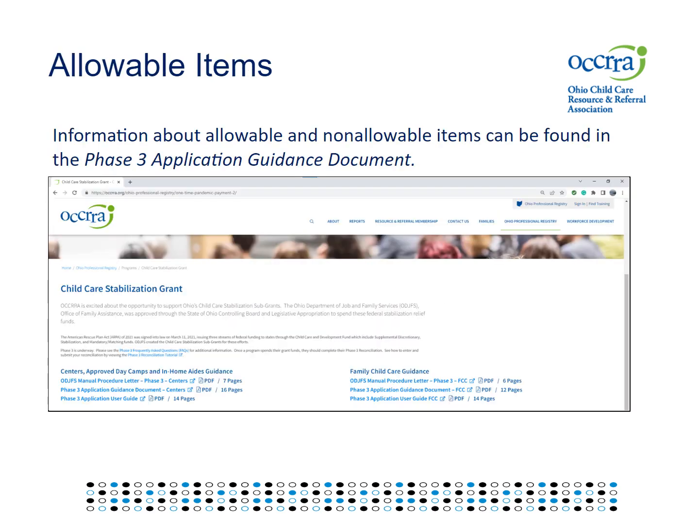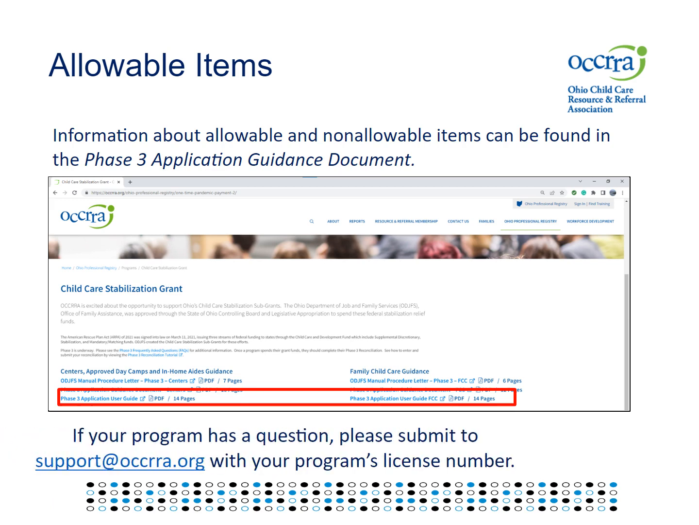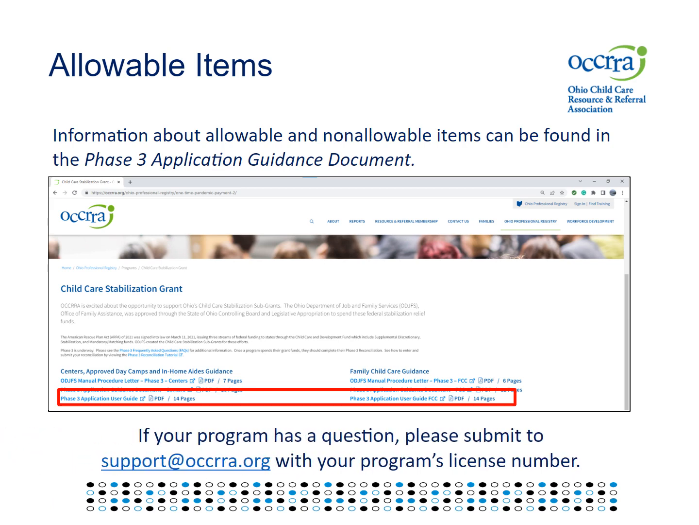Information about allowable and non-allowable items can be found in the Phase 3 Application Guidance document located on Okra's website. If your program has a question about the document, please submit your question to support@okra.org with your program's license number.